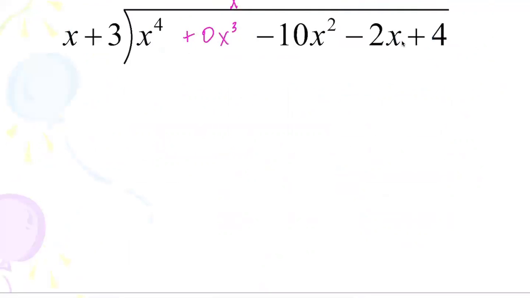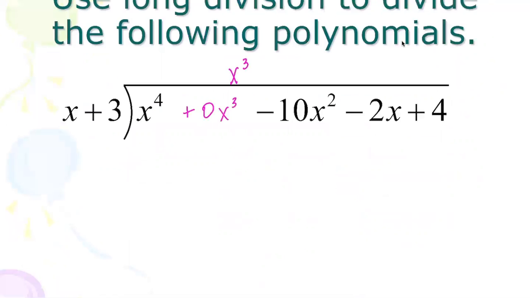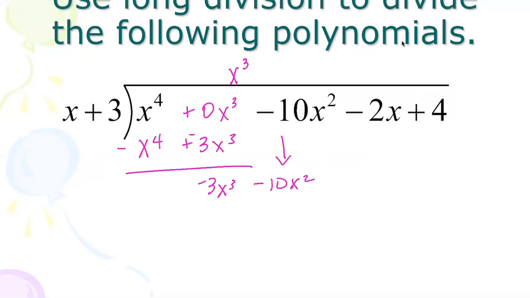Multiply our x cubed by x plus 3. That gives me x to the 4th plus 3x cubed. Subtract. That gives me a negative 3x cubed. Bring down my negative 10x squared. Ask yourself the same thing. What do you multiply x by to make it a negative 3x cubed? You have to multiply it by a negative 3x squared. It's going to give me a negative 3x cubed and a negative 9x squared.